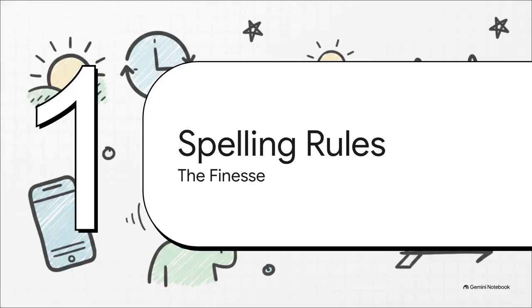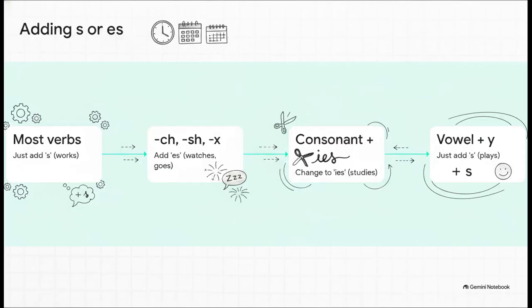Okay, on to Section 5, spelling rules and exceptions, the finesse. So we know singular subjects need an S on the verb, right? But exactly how we attach it depends entirely on the last letter. Step 1. For the vast majority of verbs, you literally just slap an S on the end. Work becomes works. Step 2. If the verb ends in a hissing sound or an O, like CH, SH, X, SS, O, or Z, you add ES. Watch becomes watches, go becomes goes.